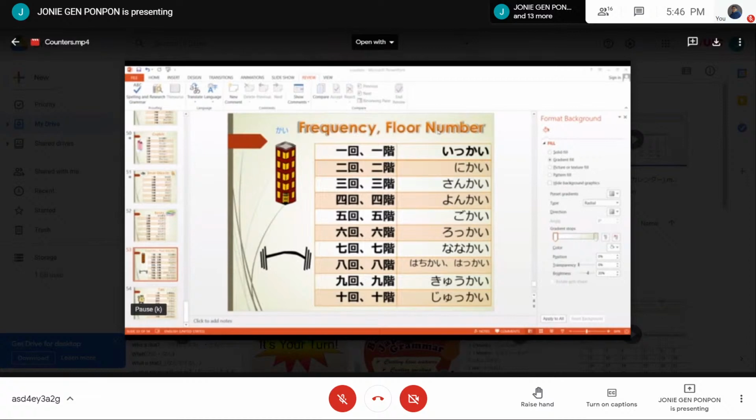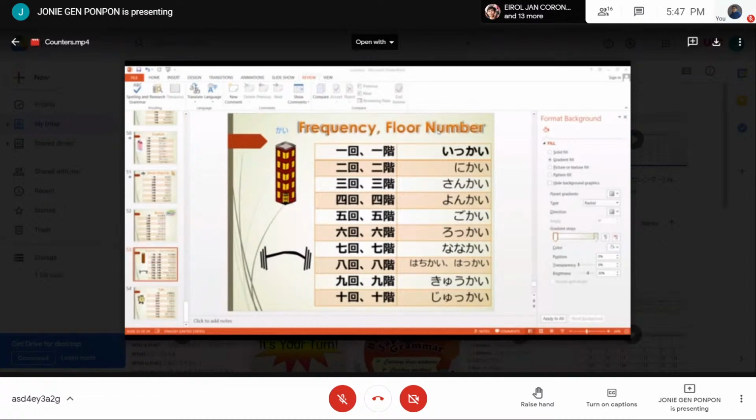And then for 8th floor or 8 times, you can use either of the two, hachikai or hakkai. It will depend on you what you want to use. You may choose. And then for the 9 times or the 9th floor, that is kyukai. And then for the 10th floor or 10 times, jukkai. And then for 11th floor, 11 times, that is juikkai.